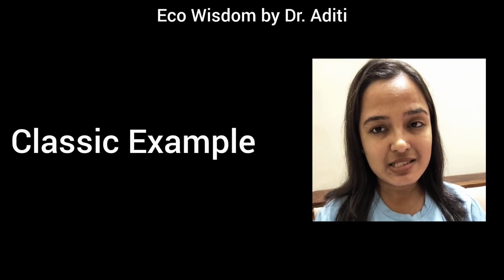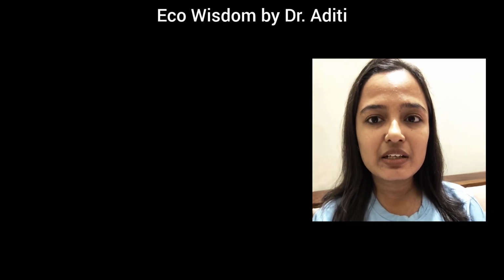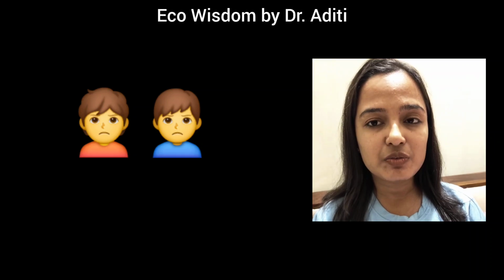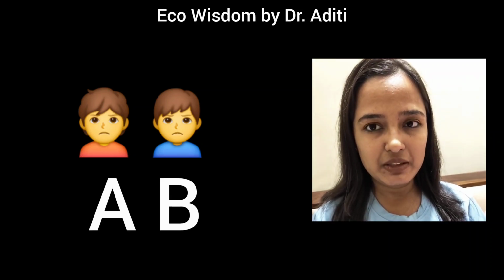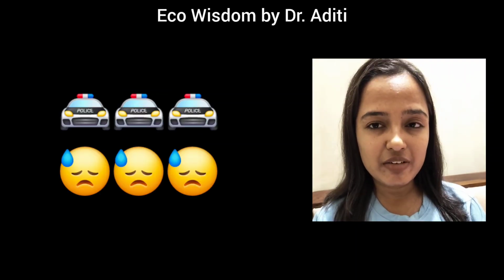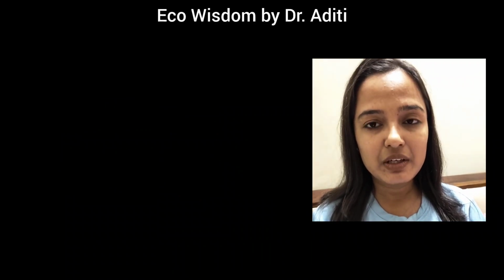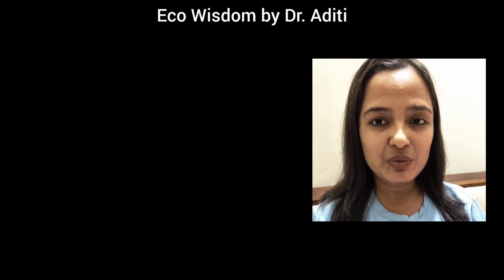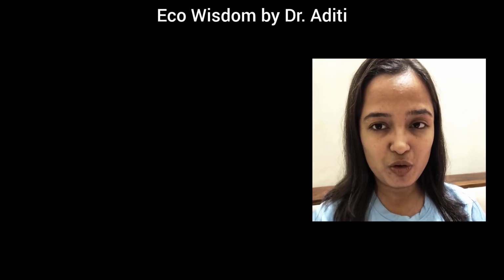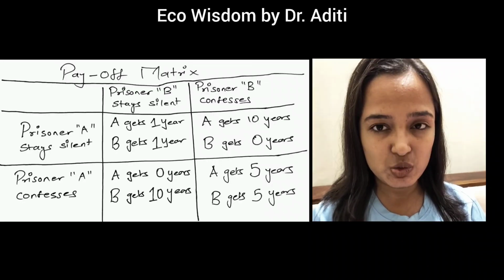Now let's look at a classic example to understand prisoner's dilemma. So there are two criminals who are convicted in a crime, prisoner A and prisoner B. Due to lack of enough evidence, police is not able to punish them. So in order to make them confess about their crime, police puts a deal in front of them. Now you can also see the payoff matrix on the screen, which actually explains that deal to you.